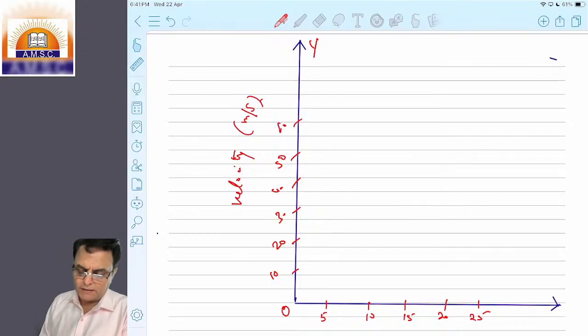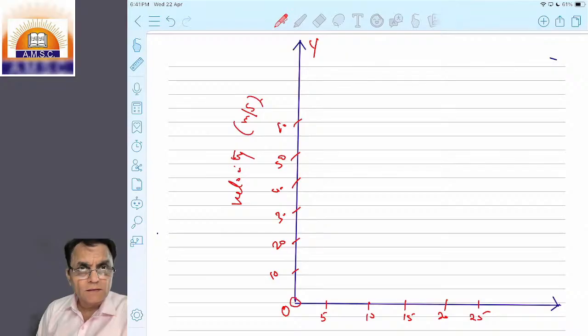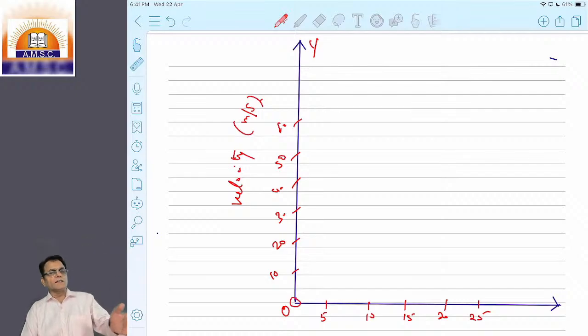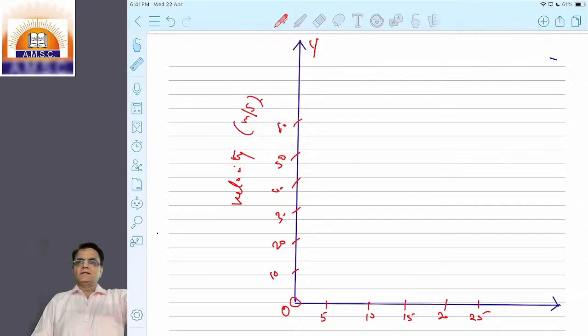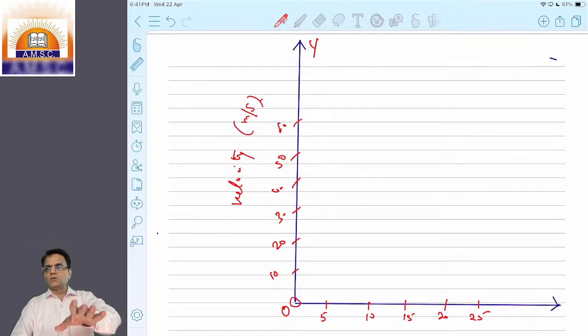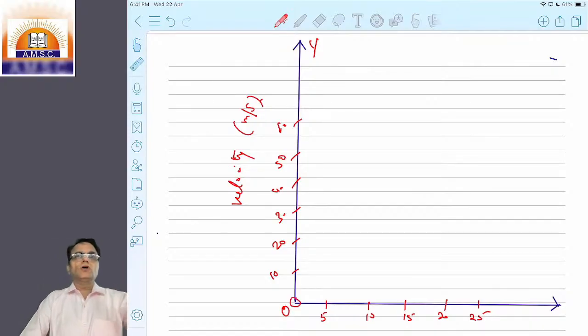Right? So here, let's consider that the object starts moving from rest. When t is 0, the velocity attained by it is also 0. What have I said? Let us consider the object starts moving from rest. That means the time of reference is 0. Speed of the object is also 0.